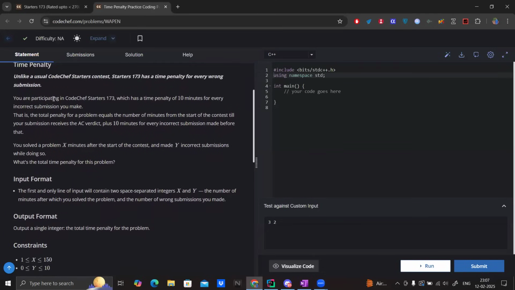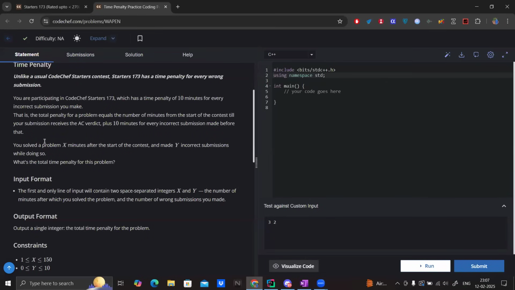You are participating in Codechef Starters 173, which has a time penalty of 10 minutes for every incorrect submission you make. That is, the total penalty of a problem equals number of minutes from the start till your submission plus 10 minutes for every incorrect submission you made. You solved the problem X minutes after the start of contest and made Y incorrect submissions. What is the total time penalty of this problem?